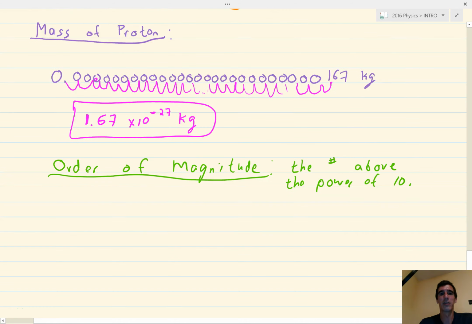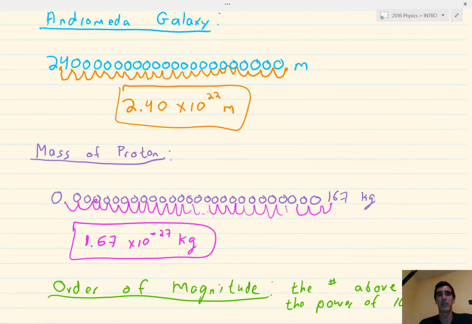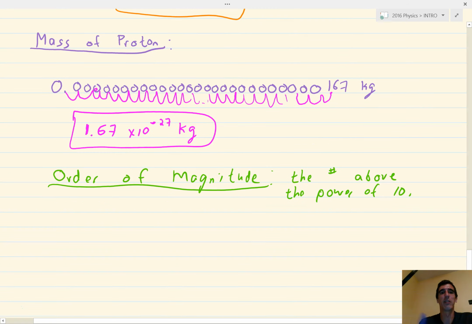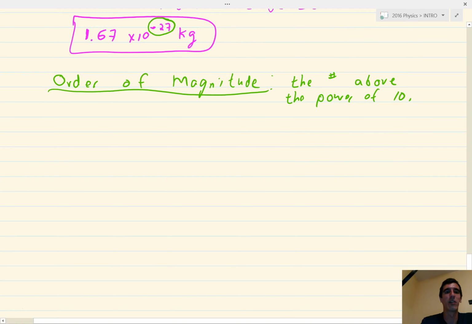So the order of magnitude of the distance to the Andromeda galaxy is the number above the power of 10, which is 22. The order of magnitude of the mass of the proton is the number above the power of 10, which is negative 27. What is the order of magnitude of the speed of light? If you look it up in your reference tables really quick, it is 3.00 times 10 to the 8th meters per second.